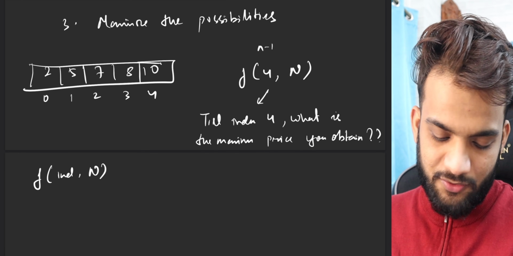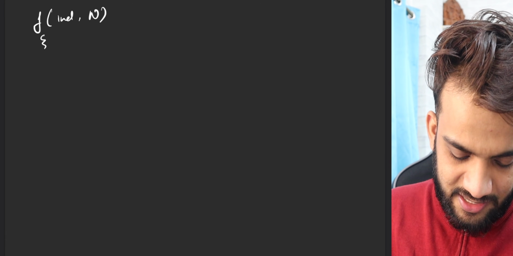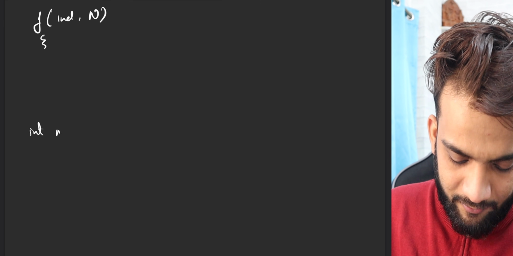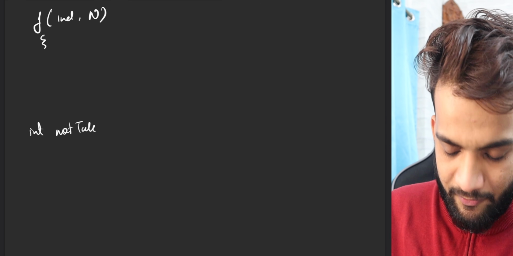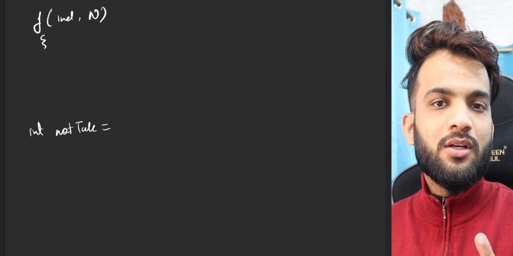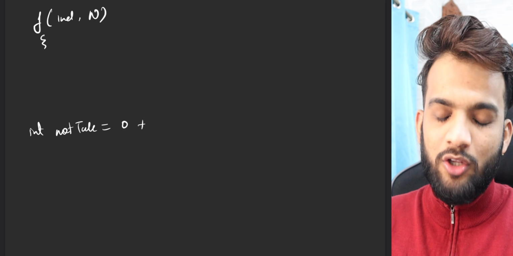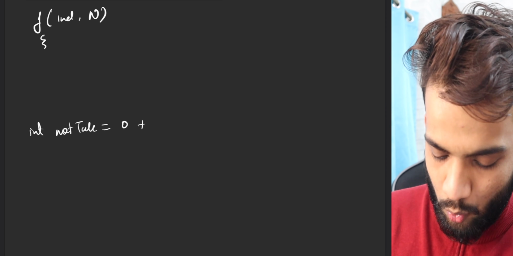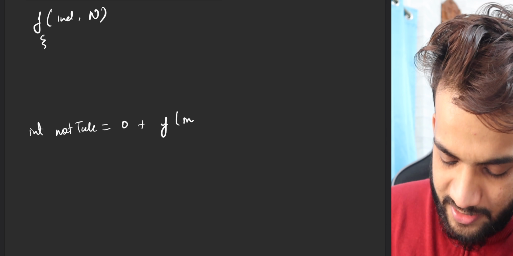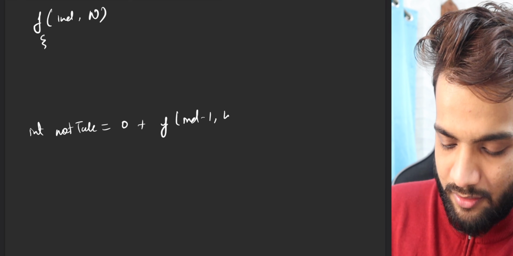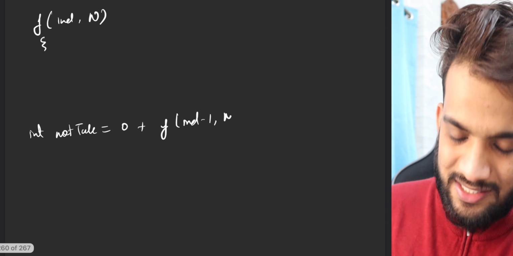So let's forget about the base case. I will have a not take case. And if I do not take that rod length, then the value added or the price added will be 0. And I'll move to the previous index and the weight or the n remains the same.